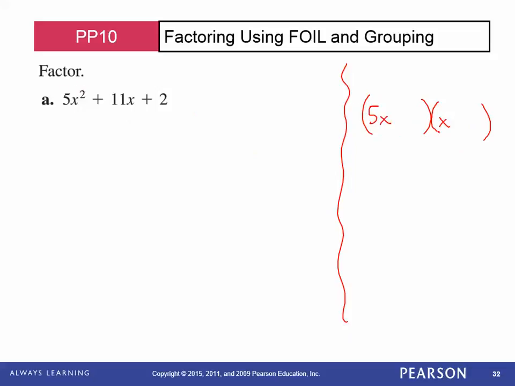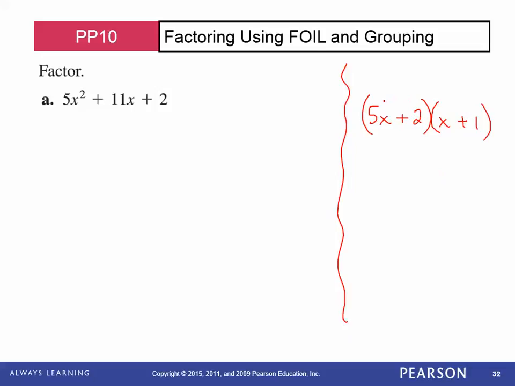Boom, boom. And then you go back and you say, okay, how many ways can you get a 2? And this is nice because everything's positive. So you know it has to be a positive 2 and a positive 1, right? There's no other way around it. So then what we do is we plug it in. This is called the guessing part. We plug in the 2 and the 1.